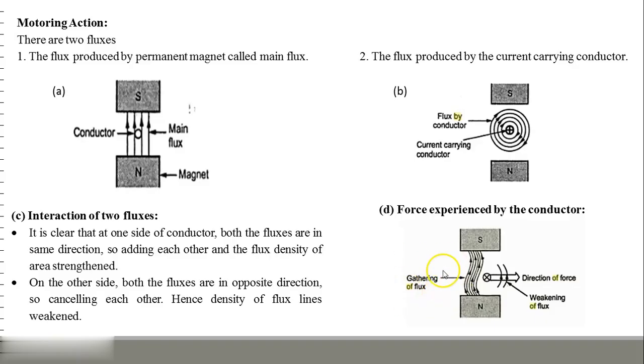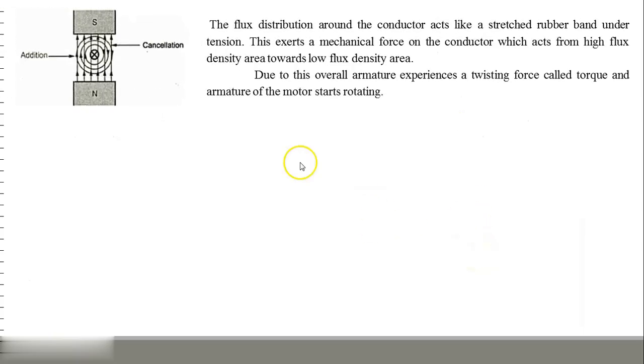Where these fluxes are adding each other, gathering of fluxes indicated. Where both the fluxes are opposed, weakening of fluxes are indicated. See the diagram here, direction of force indicated here. Hence density of flux lines weakened where? At the right hand side of the diagram. So addition of fluxes occurred at the left hand side, cancellation of flux occurred at the right hand side. Here left hand, here right hand.